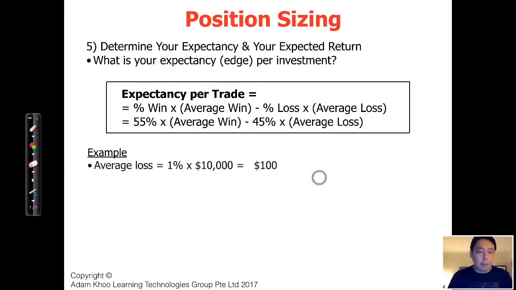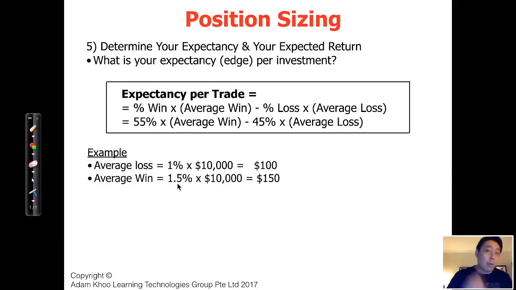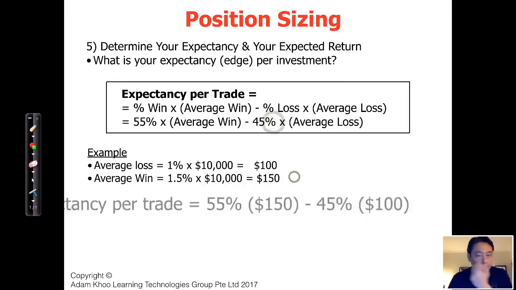So we have to plug in your average win and average loss. Let's take an example. Let's imagine you risk 1% per trade. So your average loss would be $100, right? 1% times 10 grand. And your average win would be 1.5%, right? Because you're risking 1 to make 1.5 in forex, remember that? So your average win would be $150. So if you plug in the figures, what do you get?